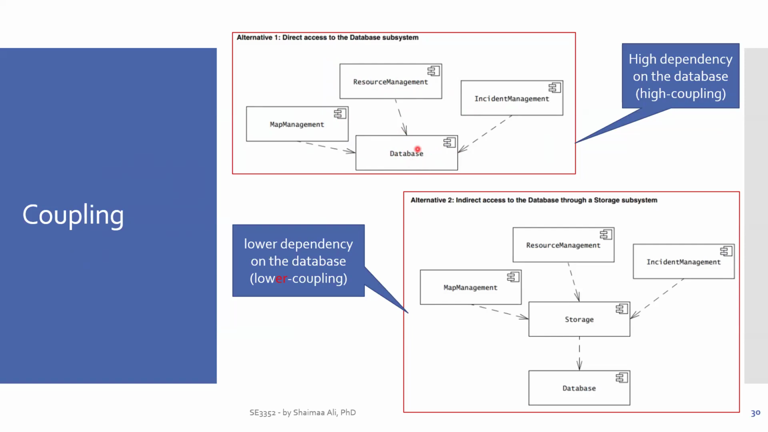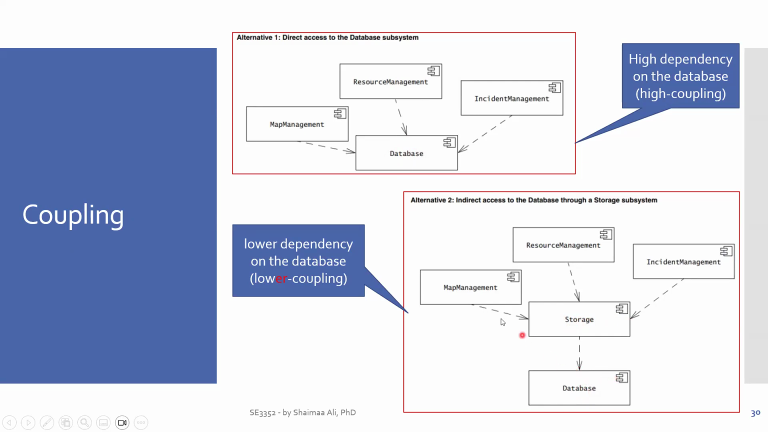Now, how can we reduce the coupling? A very common technique of decoupling is to introduce an intermediate layer or an intermediate component. So you want to reduce the coupling of the database, introduce another layer, call it storage, for example, and that's the only component that will interact with the database. So that gives us lower coupling on the database.